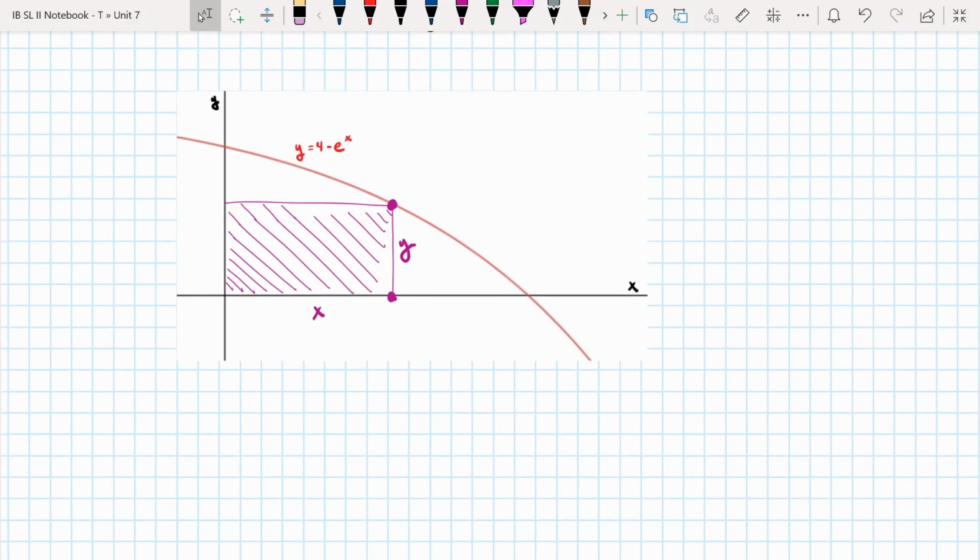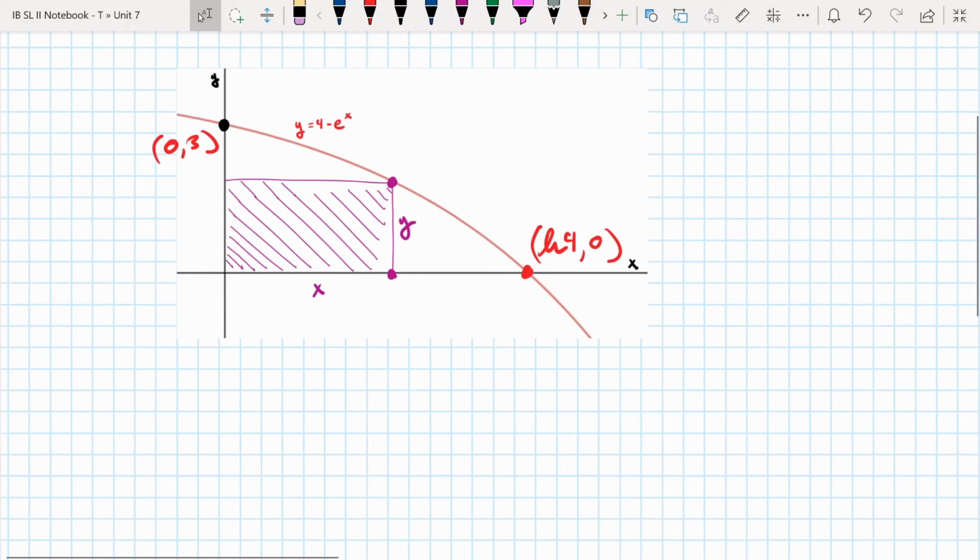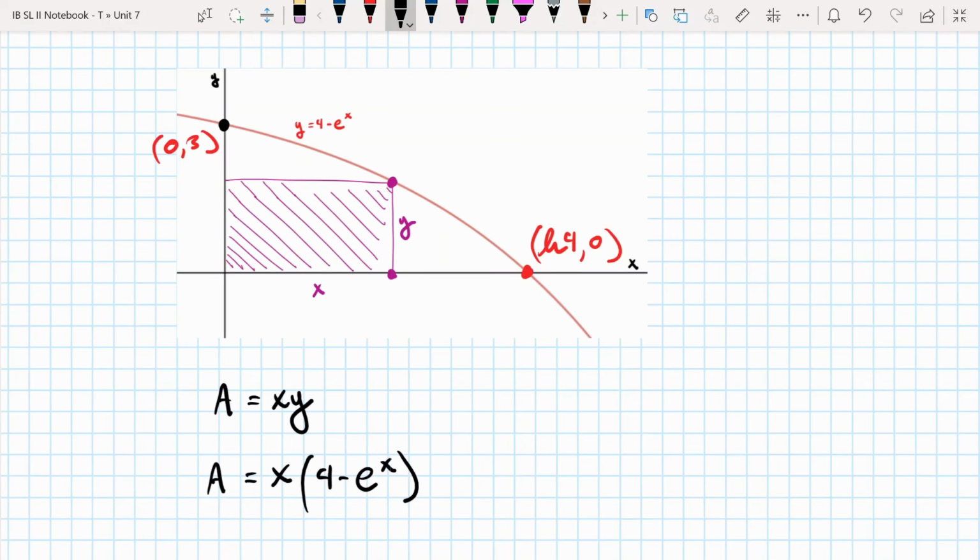Okay, so let's actually just draw the coordinate points here. This first coordinate point is 0, 3. If we plug 0 into the function, we get 3. This one's a little bit trickier, but it's the natural log of 4, 0. That is what you get when you set the function equal to 0. So that tells you how the x values and the y values are bounded. So A is equal to x times y. So the A value in this case is equal to x times 4 minus e to the x, because that's what y is equal to.